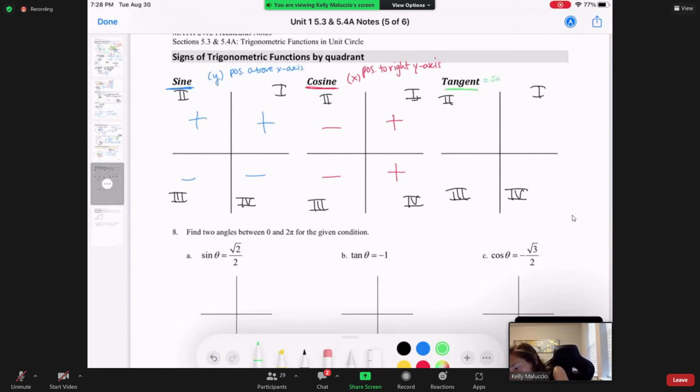And this is sine over cosine. So I'm going to write what it is here. We have plus over plus, because they're both positive here, so it's positive in the first quadrant. Then we have plus over minus, so it's negative in the second. Then minus over minus, so it's plus here. And then minus over plus, so it's minus here. So it's positive in the opposite, quadrants 1 and 3, and negative in 2 and 4.